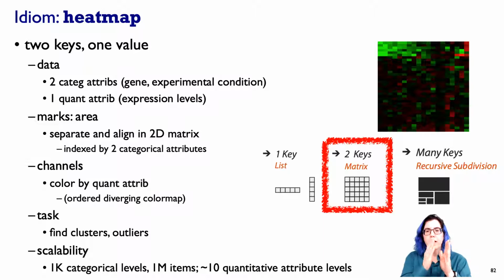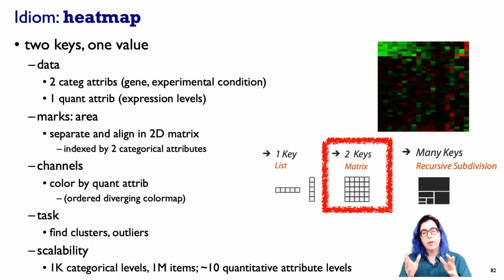What we've done is we have separated not just along an axis, but all along two axes. So we're aligning in a two-dimensional matrix that's indexed by these two categorical attributes. You really can think of this like, literally, a matrix that you're seeing. And we are coloring by this quantitative attribute. We'll talk more about color maps in a later segment. This one is an ordered diverging one.